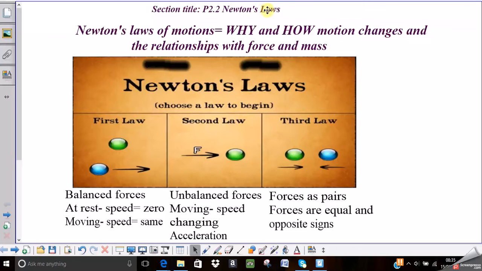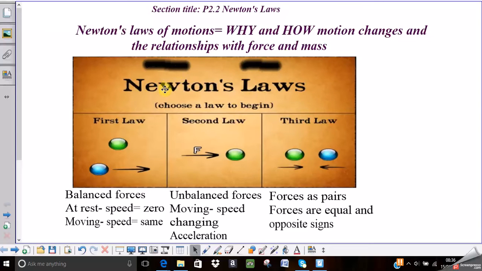Physics, Newton's laws. Newton's laws of motion analyze why and how motion changes and what the relationship is with force and mass. That means we're looking at how the force, bigger or smaller, and the mass of an object, heavier or lighter, affect the motion, the way that object moves.